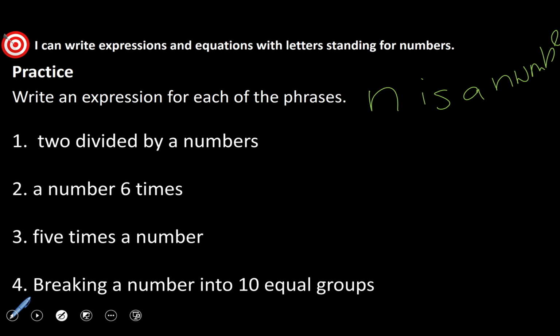2 divided by a number. So 2 divided by n. A number 6 times. So that'd be 6n. 5 times a number. That would be 5n. Breaking a number into 10 equal parts. So you have n divided by 10. So those would be your answers there.